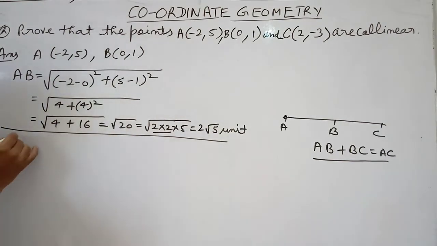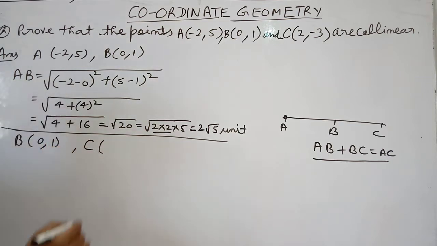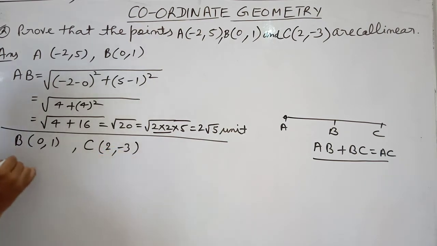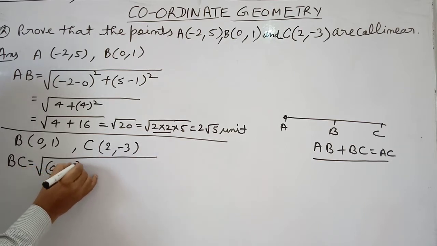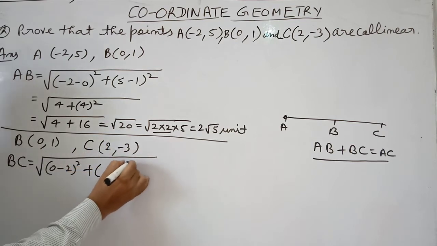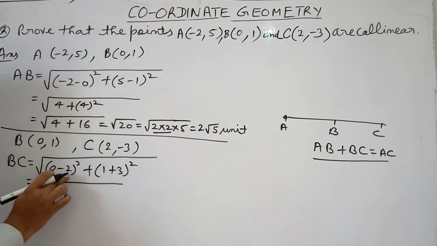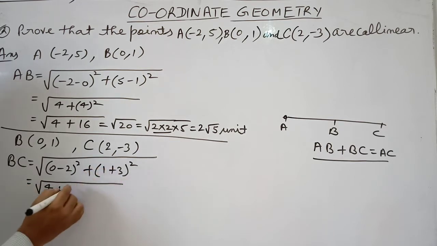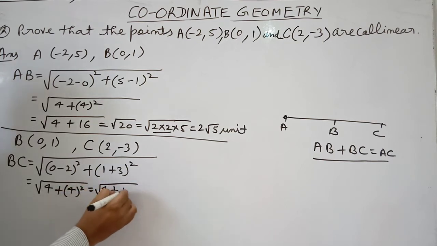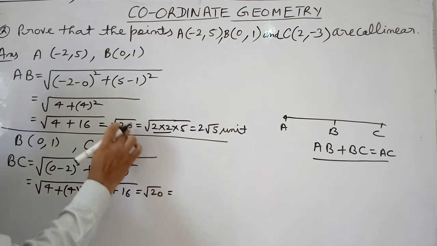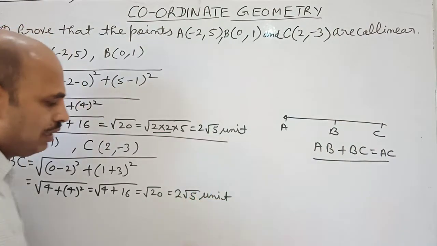Now BC. B is (0, 1), C is (2, -3). So BC equals the square root of (x1 minus x2) whole square, (0 minus 2), plus (y1 minus y2) whole square, (1 plus 3). 0 minus 2 square is 4. 1 plus 3 is 4, 4 square is 16. 4 plus 16 equals root 20. So root 20 is 2 root 5 unit.